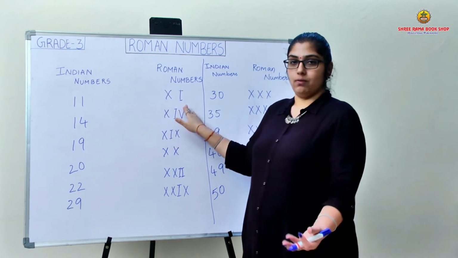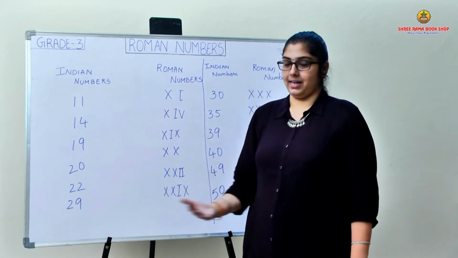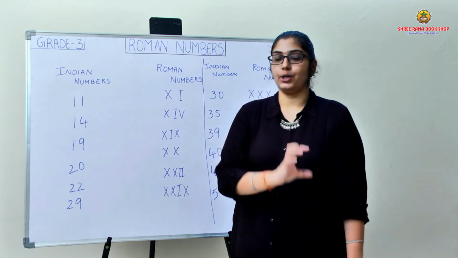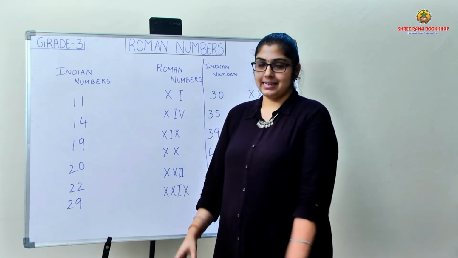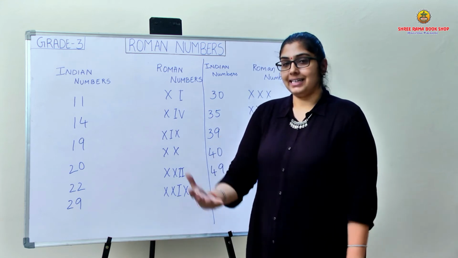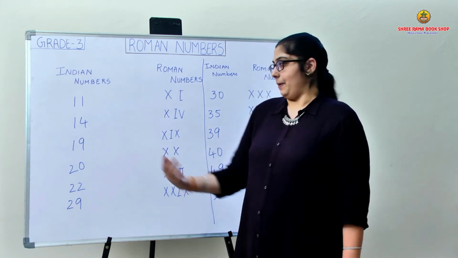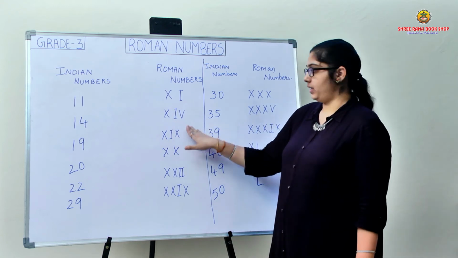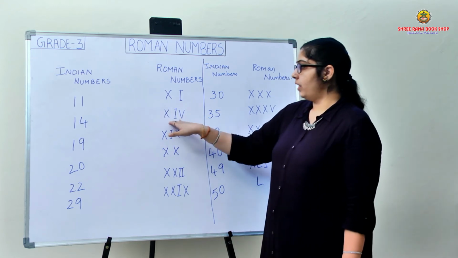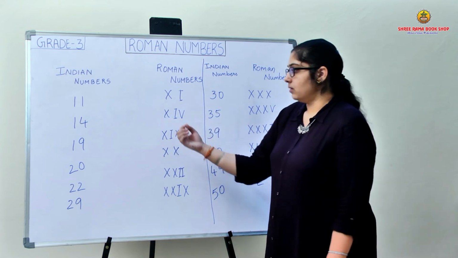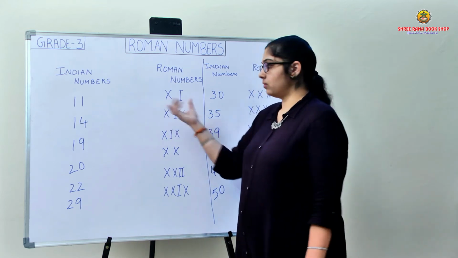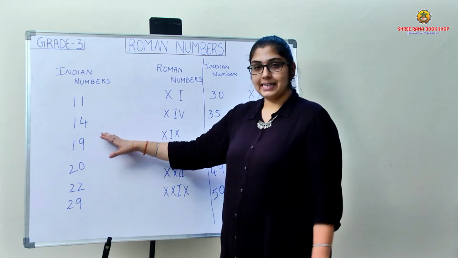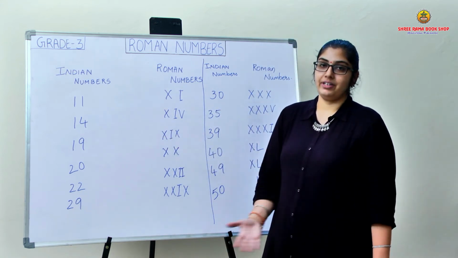If I want 12, what will I write? XII, I two times, right? So 2 will be added to the X value, that is 10, so I get 12. So it is XII for 12. If it is 14, then I will write XIV. IV is nothing but 4, and X is 10, so I get 10 plus 4, that is 14. It is the same for 15, 16, 17 and 18.